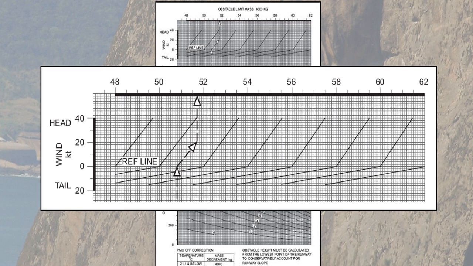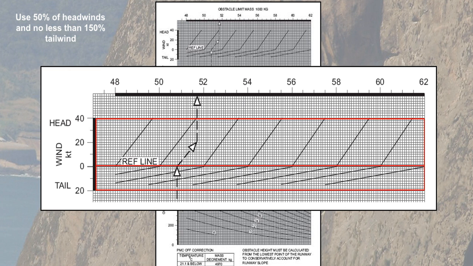In fact, remember that JAR Ops 1 had a rule about the wind. It stated that when using the winds to work out the ground gradient, only use 50% of headwinds and no less than 150% of tailwinds. Notice the slope of the headwind and tailwind lines. This shows that the graph applies the wind rule for you. Therefore, if you enter the graph with the actual reported wind, the graph corrects it automatically so you don't have to.